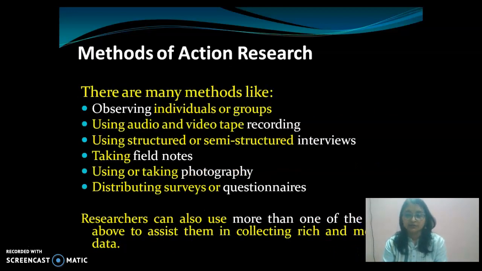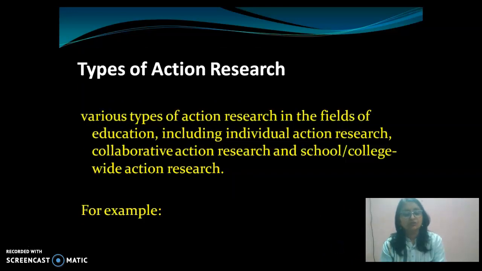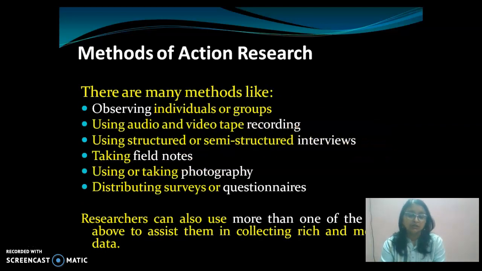So there are different methods of collecting the data. You can go for observation, you can use the interview schedule, you can do the survey, and different types of procedures are there to collect the data. Now I will not go to the types of action research because it will take so much time. So in the next video I will discuss the different types of action research and how we can conduct the action research, what will be the procedure of action research.